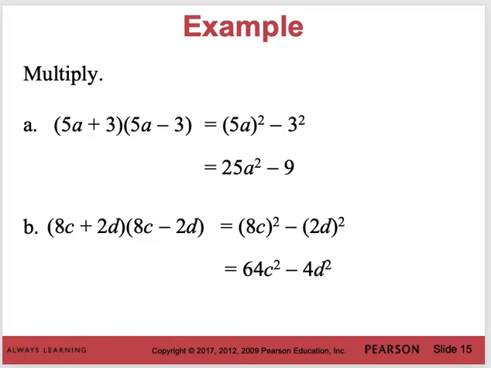Here again we have a plus b, a minus b. A squared, 5x squared, minus 3 squared gives us 25x squared minus 9. And in the second example, our first term a is 8c, so 8c squared. Our second term b is 2d, squared, and we can simplify that to say 64c squared minus 4d squared. A squared minus b squared.